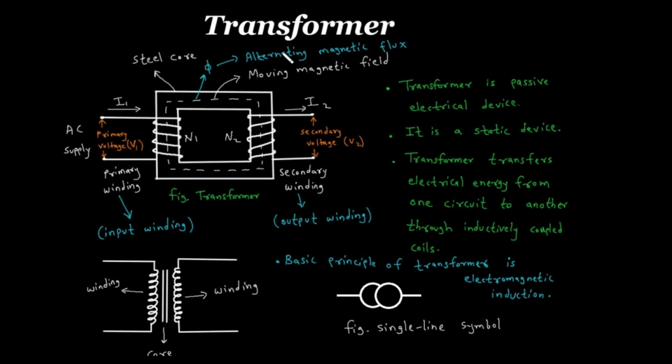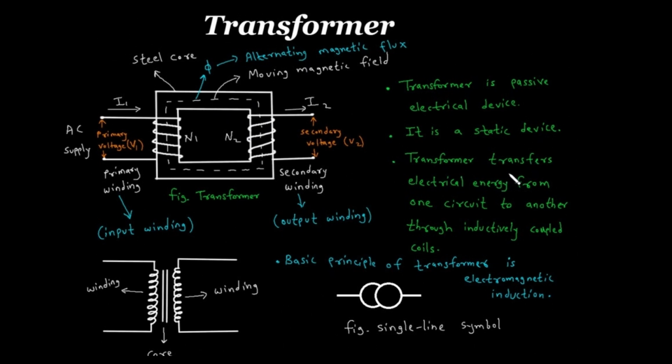In this video, we will see transformer. Here we can see this is a transformer. It has two windings. One is the primary winding and the second is the secondary winding. Transformer is a passive electrical device. It is a static device, or we can say it is stationary. There is no moving part in this transformer. That's why it is called a static device or stationary device.